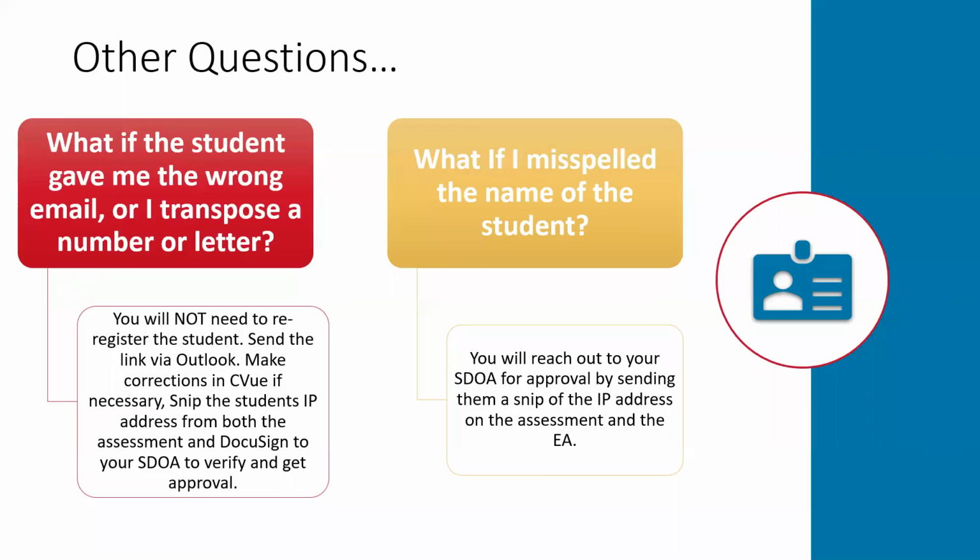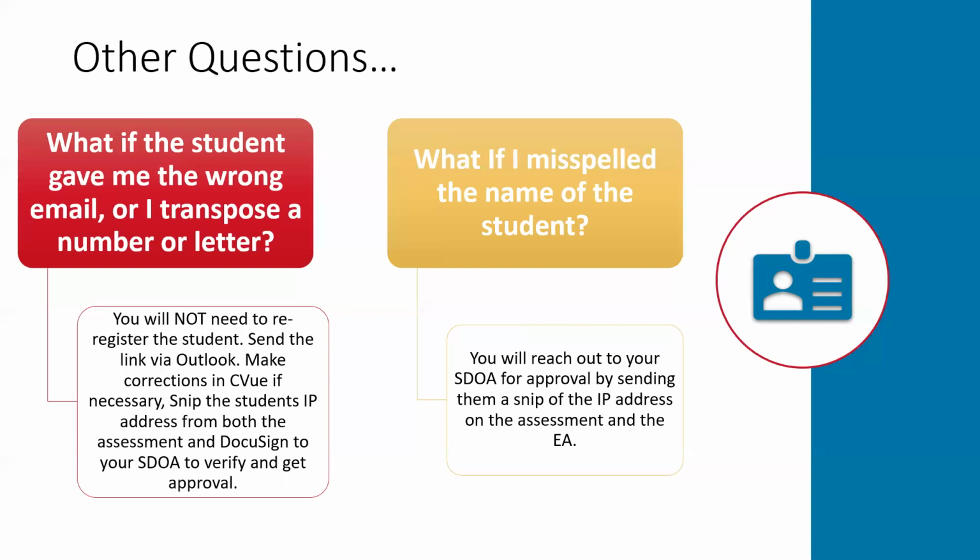Now, there are some other related questions as well, and we'll talk about those. So what if the student gave you the wrong email? I don't know if that ever happens, because of course we should have the correct email. We completed an EA and we've sent out a checklist, and we should have verified that it is a legitimate email address because they received a checklist. So we should be doing that first and foremost, y'all.